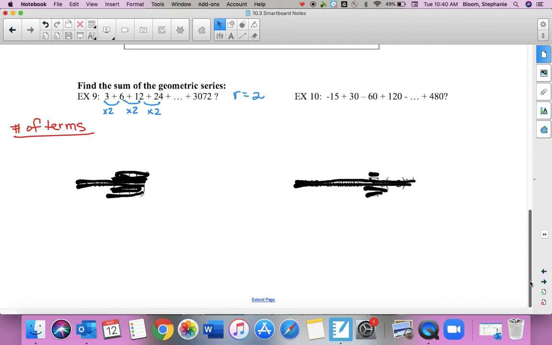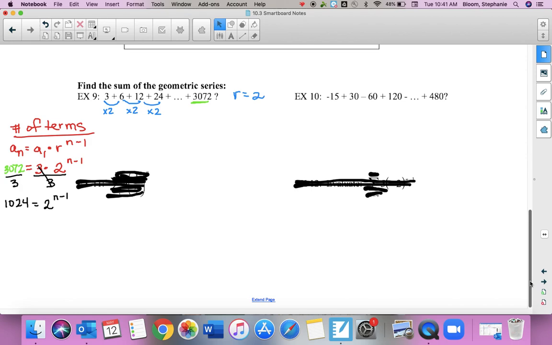So we're going to use that explicit formula. a of n is equal to a of 1 times r to the n minus 1. I know my first term is 3, and I know that my r is 2. I don't know how many terms, but I do know my very last term, so I'm going to put that in. Then I'm going to solve this. I'm going to divide by 3 on both sides, and that would be 1,024 equals 2 to the n minus 1.